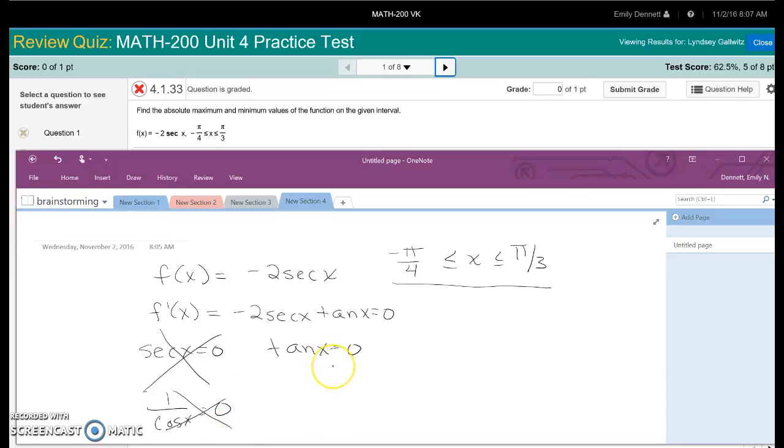So tangent is equal to 0 in the same place that sine is equal to 0. So if you look on your unit circle between negative pi over 4, so that would be going down, you can't see my hand movements right now, going down to the 4th quadrant to where the pi over 4 is, and then up through pi over 3 in the 1st quadrant. The only place where this is 0 is at x equals 0. So this is our only critical value.